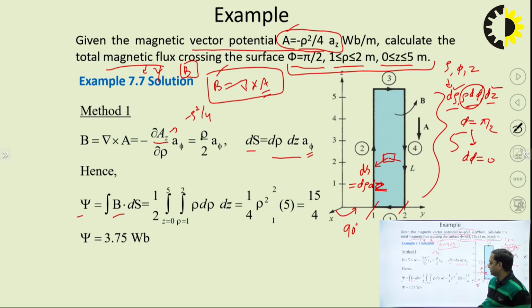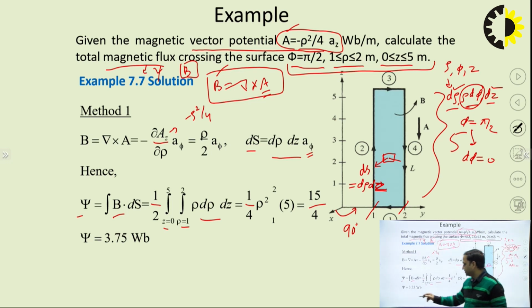So B dot ds we can apply from here. In that case rho is 1 to 2 and z is 0 to 5. So when you solve this, 1 by 2 and so on, 1 by 4, 15 by 4 will be the value, and the solution for this is 3.75 Weber, right? So this is the way to find the total flux.